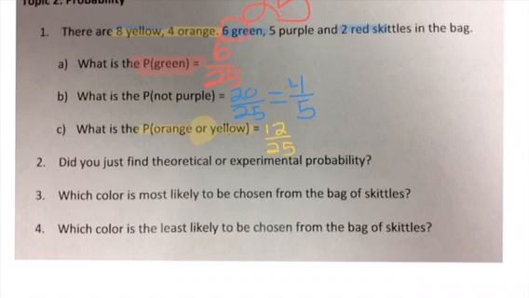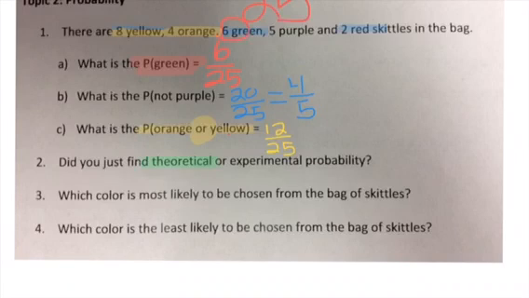The rest of the questions. Number 2, did you just find theoretical or experimental probability? So did we just predict what we might get, or did we have an experiment where we pulled a Skittle out and tracked how many times we got red, how many times we got green? The answer to this question is we just did theoretical probability. Okay, we predicted what would happen.